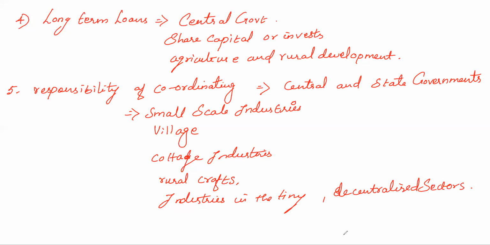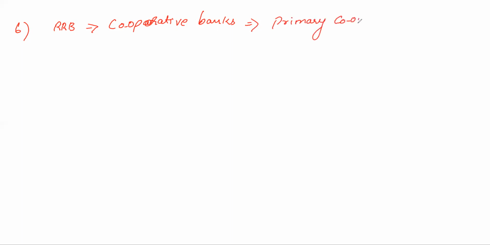Next one: it has the responsibility to inspect RRBs and cooperative banks other than primary cooperative societies.